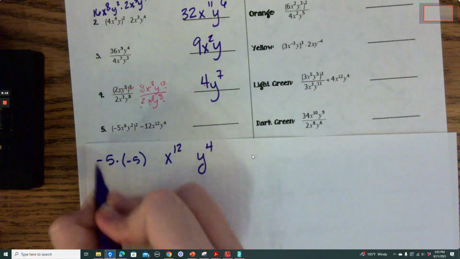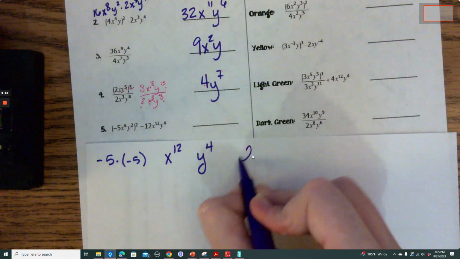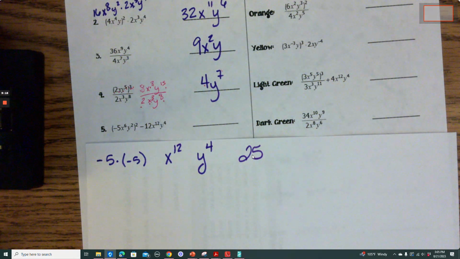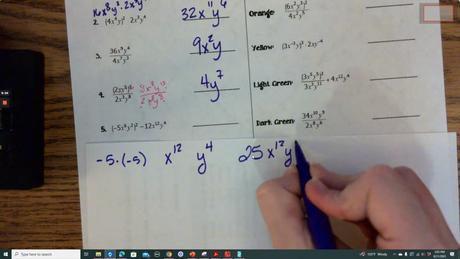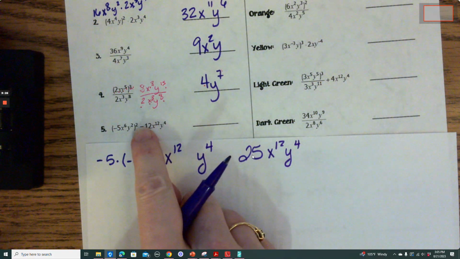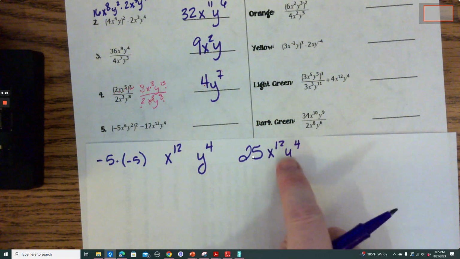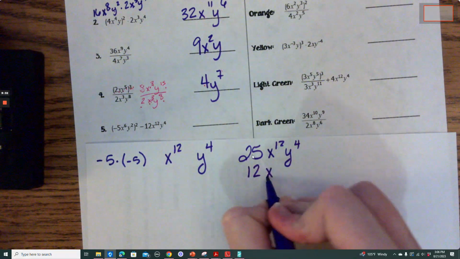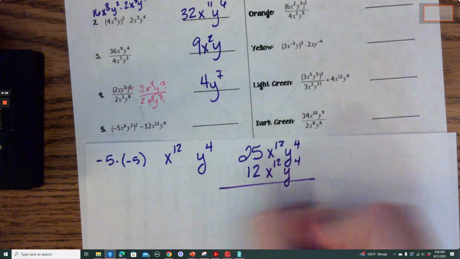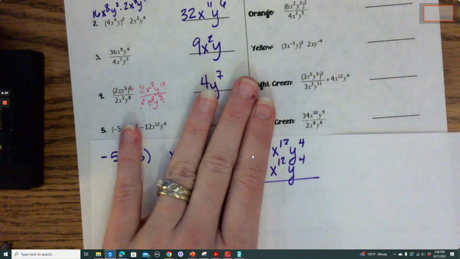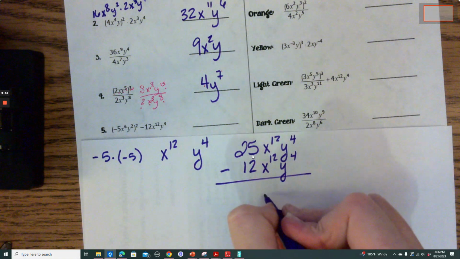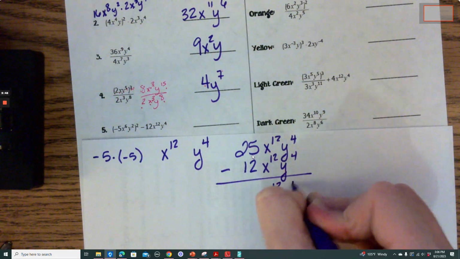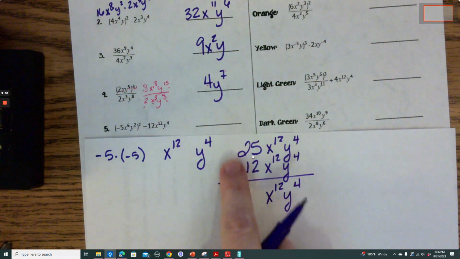So really, this is the only thing that's kind of tricky. A negative times a negative makes a positive. And so then we have x to the 12th, y to the 4th. If you're going to add or subtract these, the letters and the numbers have to match up. Okay? If they don't match up, you can't add or subtract them. So if the end pieces don't match up, both letters, both exponents, you can't do this. If they do, all it is is combining like terms. The letters and the exponents stay the same, and then you just do the numbers.